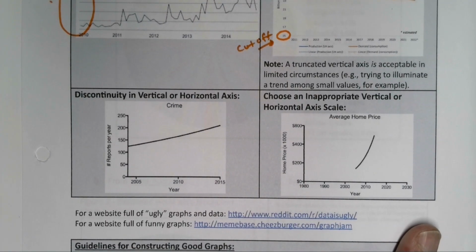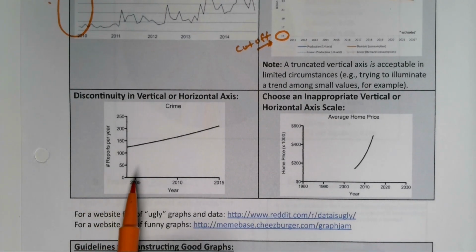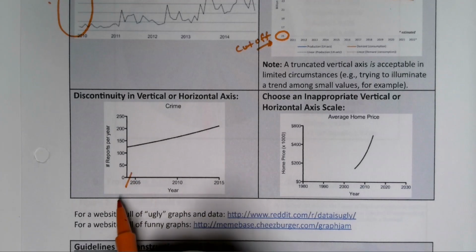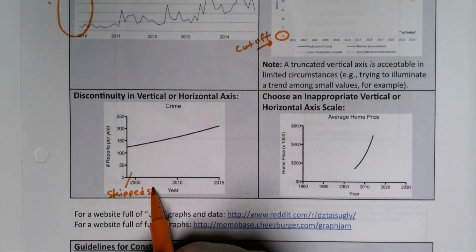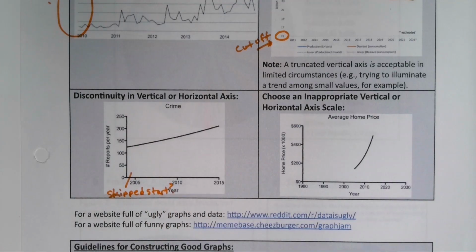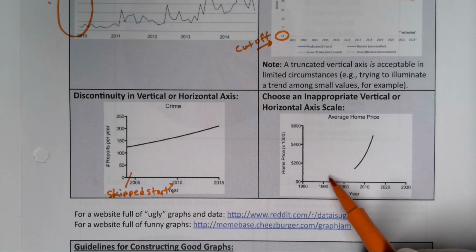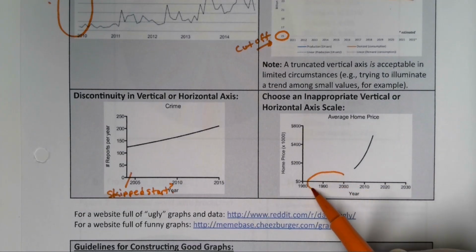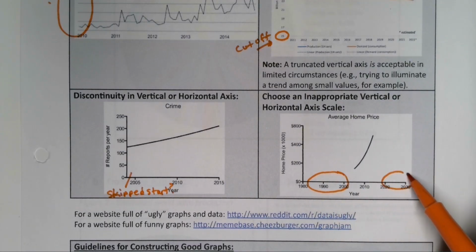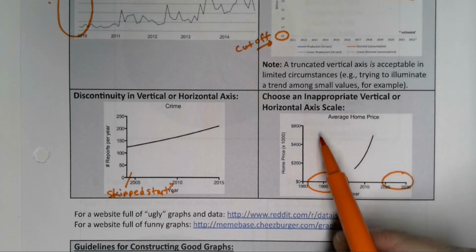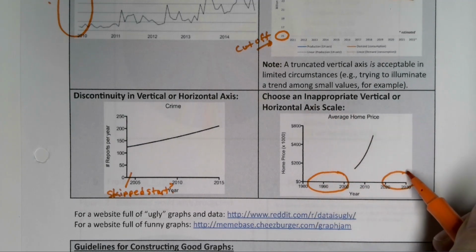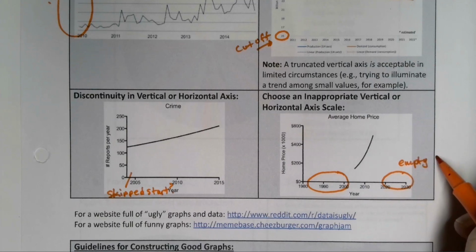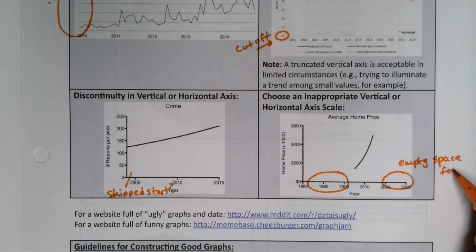Sometimes there's discontinuity in the vertical or horizontal axes. They skipped over certain things, like where does this begin? What's going on here? They skipped the start. Where's the start? And then sometimes they have empty space for no reason. You don't want to have empty space for no reason. You want to have a reason for what's going on. So having an inappropriate scale gives you empty space for no reason. All of these are bad signs, and there's lots more.